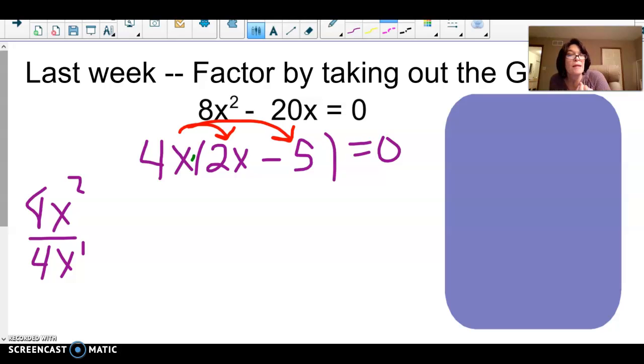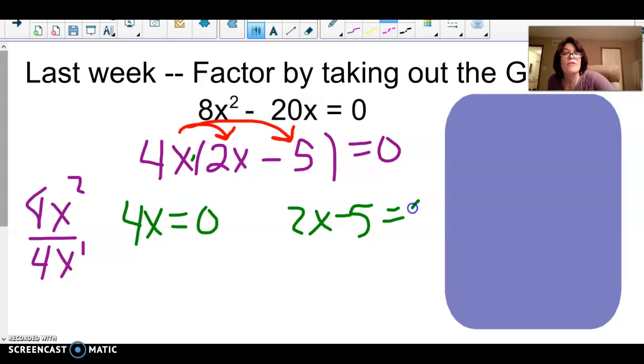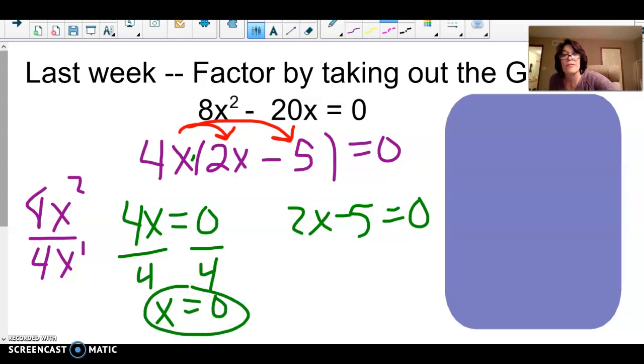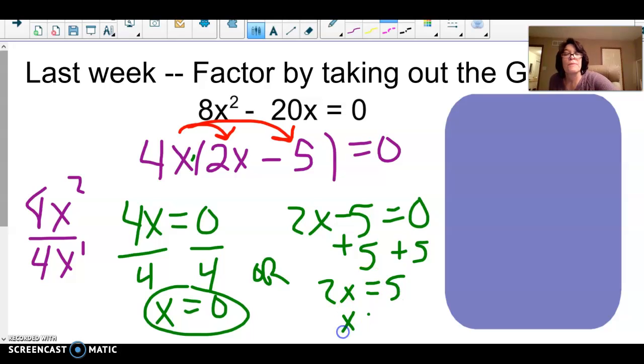The only way two things can multiply together to get 0 is if one or the other or both are 0. So this allows me now to write and solve two smaller equations. Either 4x is 0 or 2x minus 5 is 0. So I'm going to divide by 4, and 0 divided by anything is 0. So x is either equal to 0 or, I'll add 5 and divide by 2. So my two answers are 0 and 2.5.